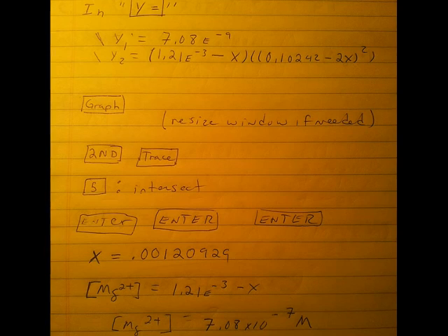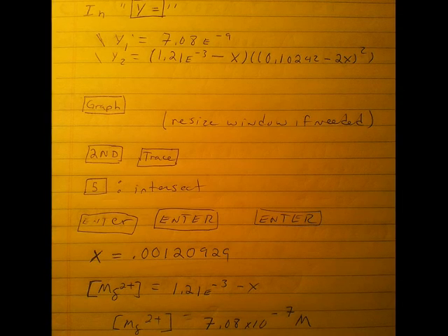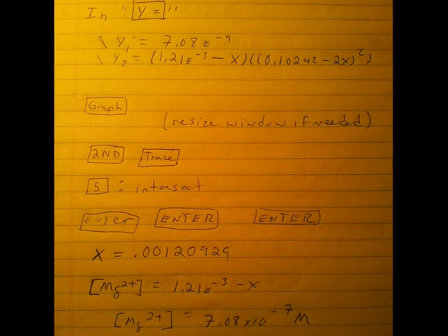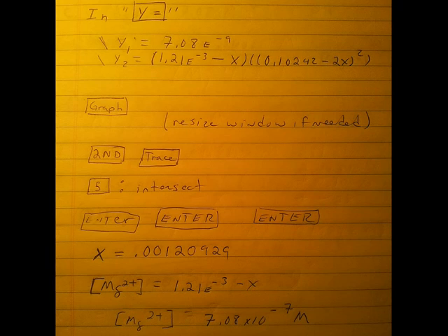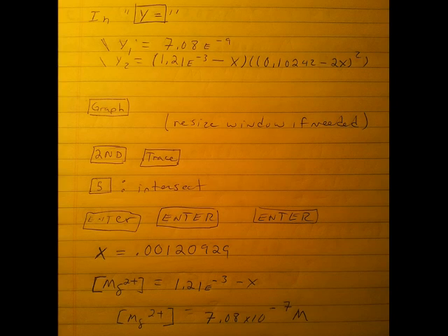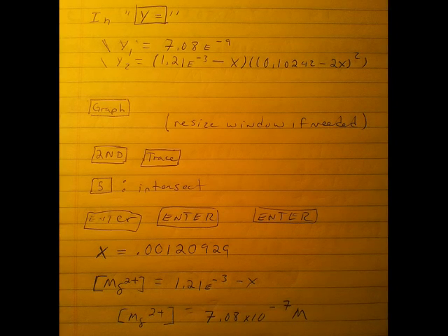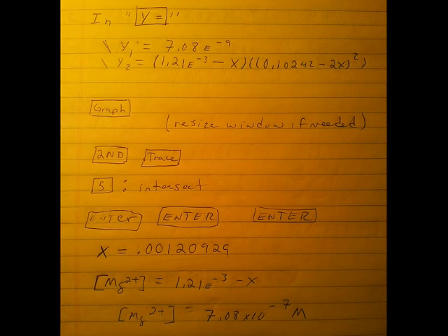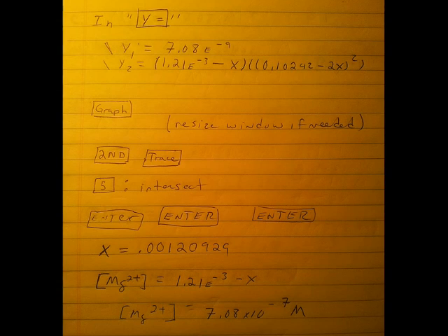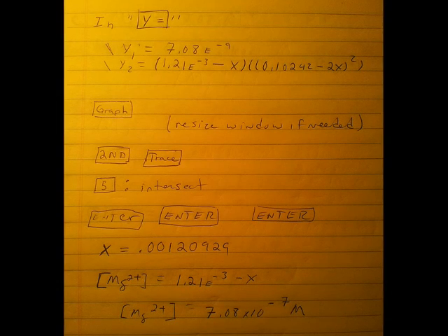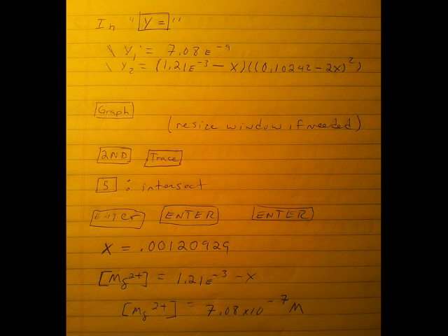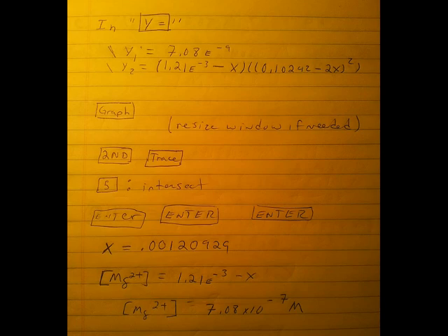Then second, trace. Number 5 for intersect. You'll hit enter 3 times, once for the first curve, once for the second curve, once for the guess, and then it will at the bottom give you the value for x. In this case I have 0.00120929 for x, and if I take the original concentration of the magnesium, 1.21 times 10 to the negative third, minus x, I get a value of 7.08 times 10 to the negative 7th molar for the new concentration of the magnesium ion. And that is what they were asking for.